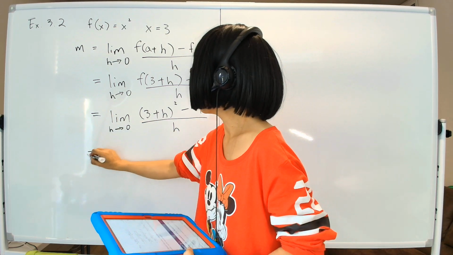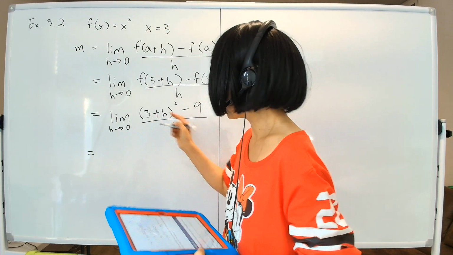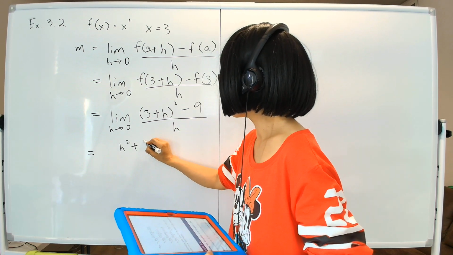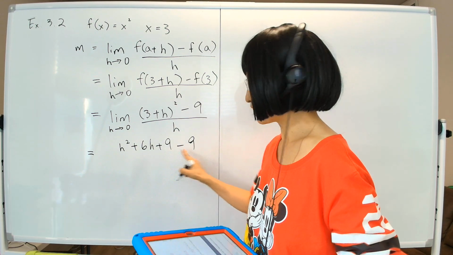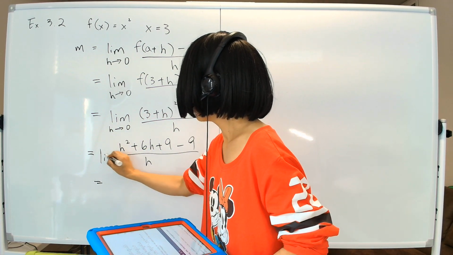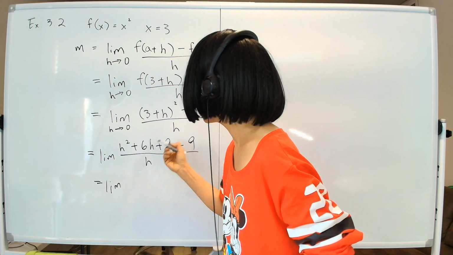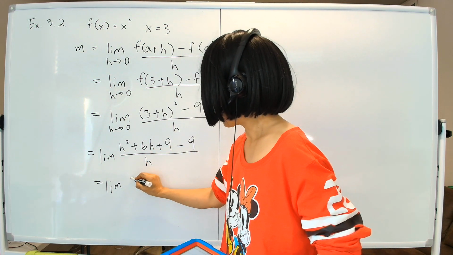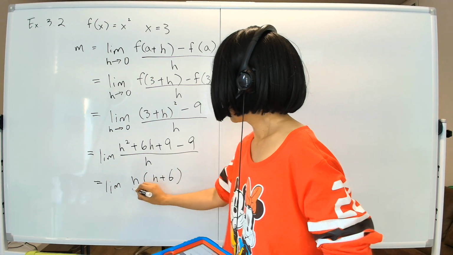All right, and then you keep working on this stuff. Square this thing from algebra. You get something like h squared plus 6h plus 9, and then minus 9. That's very convenient, got rid of that. So here's the limit. Don't forget the limit. The 9 disappears, and then you have h times h plus 6 divided by h.